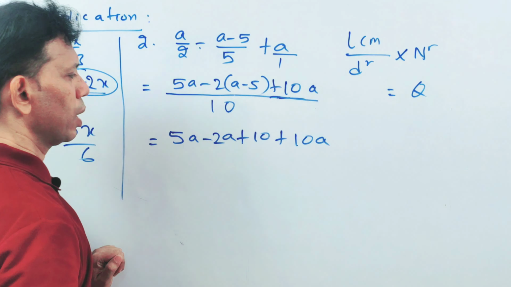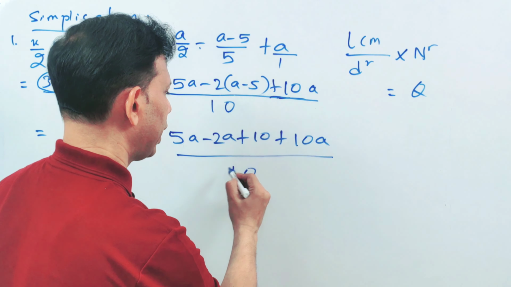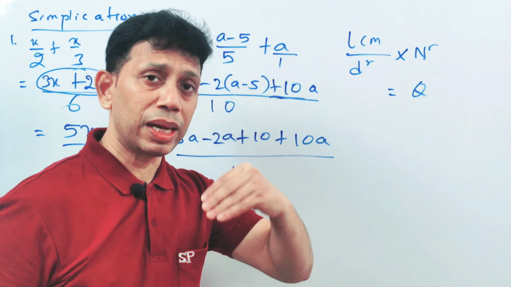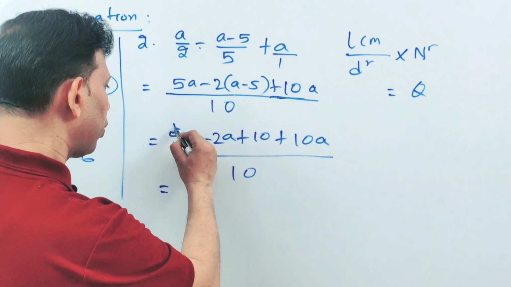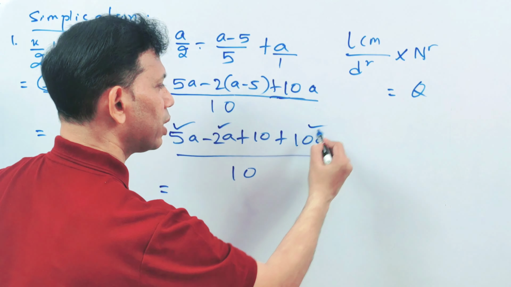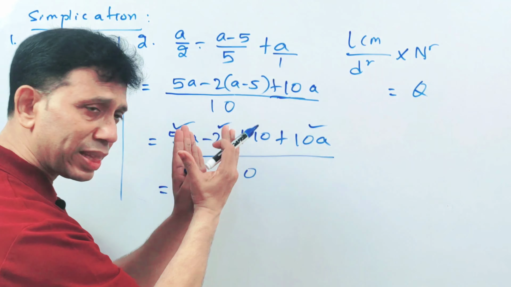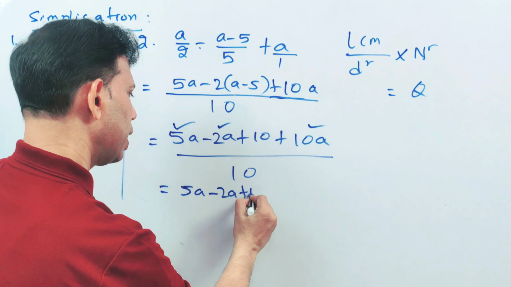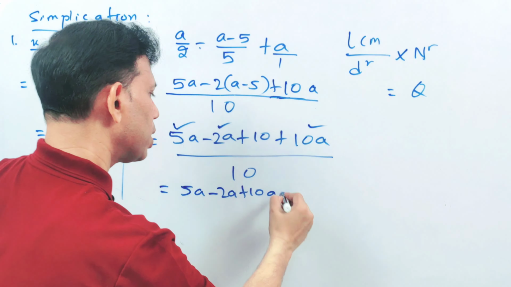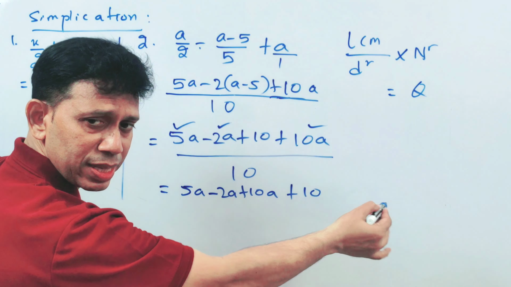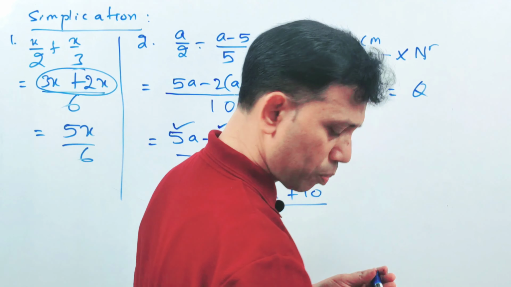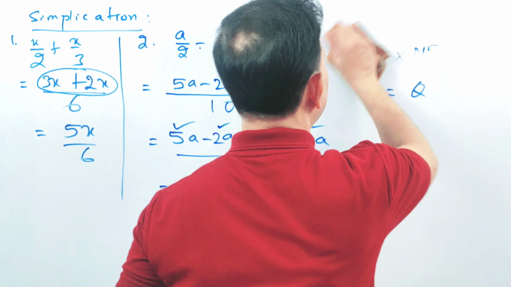10a is written. Now the whole thing divided by 10 is there already, equal to, the like terms are arranged now. 5a is there, 2a is there, here 10a is there. So let us make them together. So 5a minus 2a plus 10a, plus 10, the simple number, is kept aside, divided by 10. Now is equal to, I'll erase this.